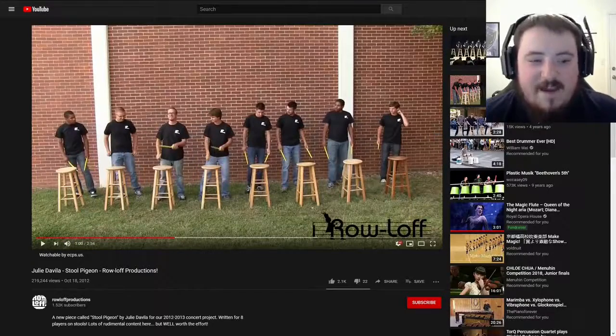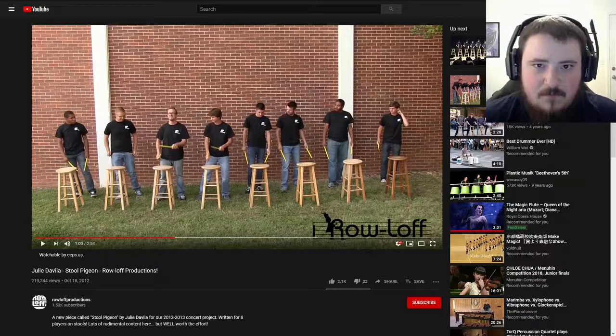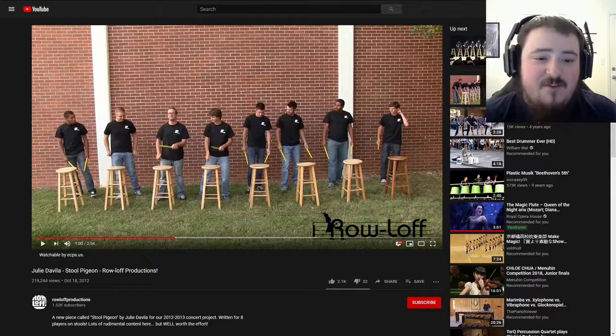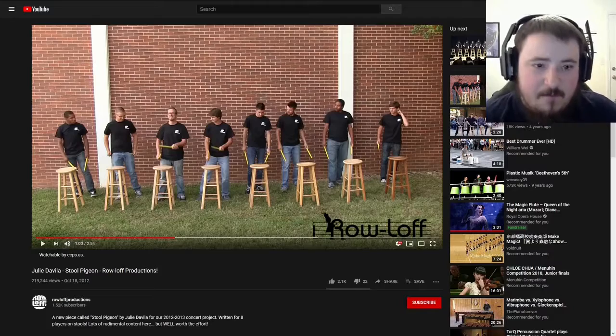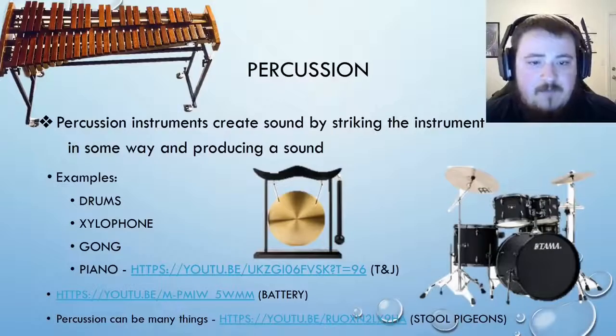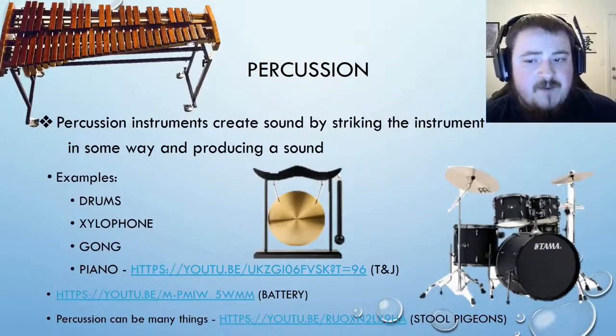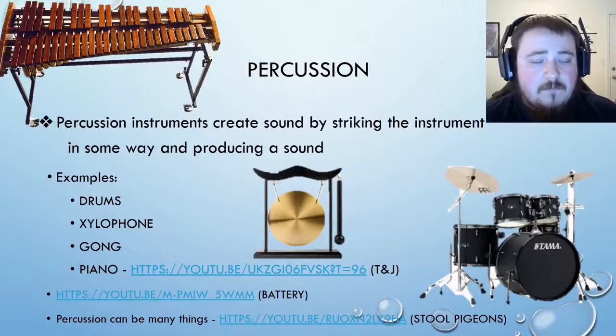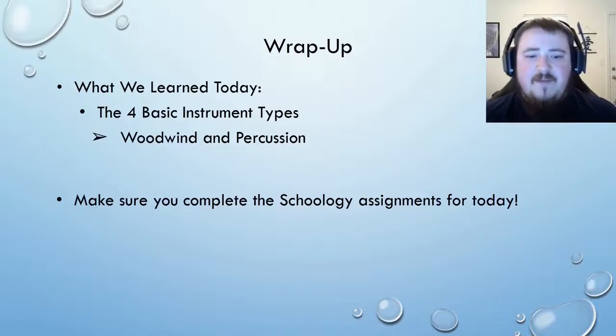So in this case, they are hitting stools and getting a sound out of it. They're using a stool as an instrument. So by this definition, a stool could be a percussion instrument because they're striking it in some way and getting sound out of it. So wrapping up what we've learned today.